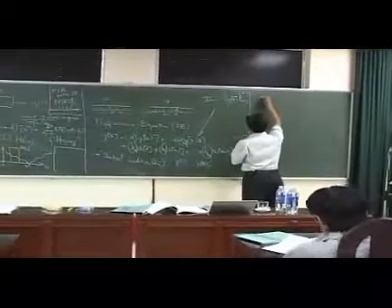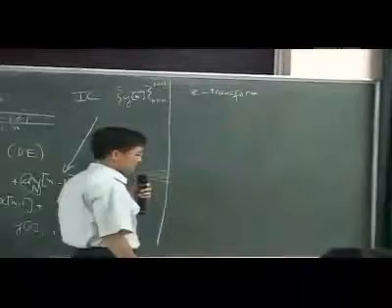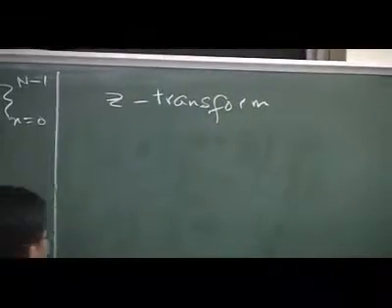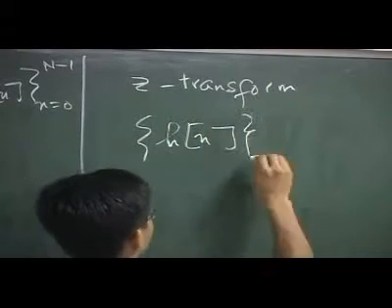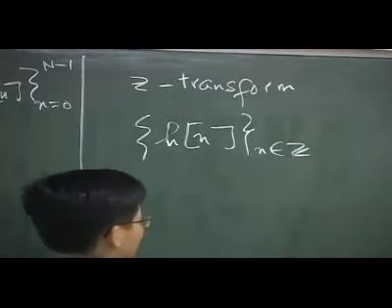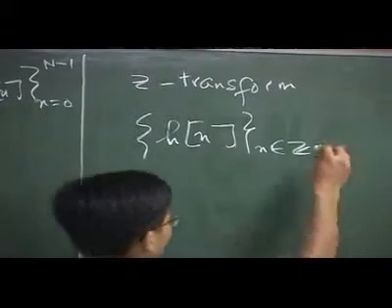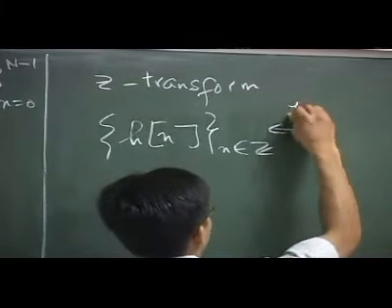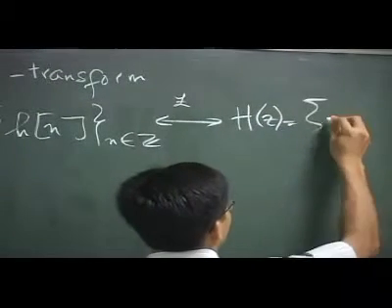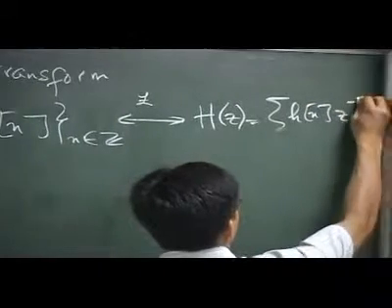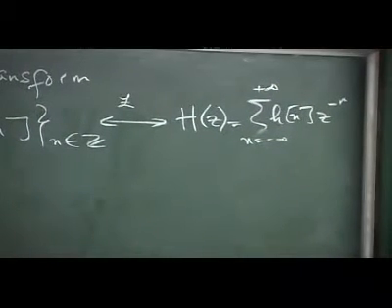So the Z transform, okay, a lot of you are already familiar with it. It is defined like this: let's say I have a signal h[n], and n is an integer. Then I simply compute the Z transform H(z) by writing it as the summation of h[n] z to the minus n, where n goes from minus infinity to plus infinity.